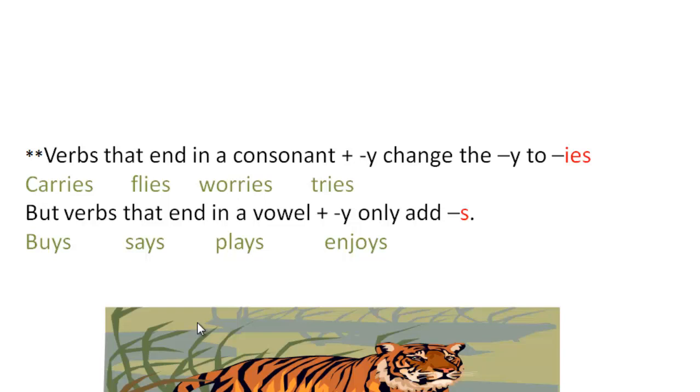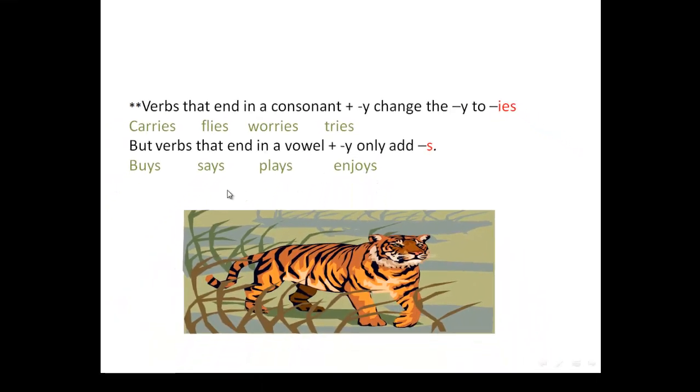Buys, says, plays, enjoys. If we look at this letter, it's u, it's a vowel. And this letter is a vowel. This letter is a vowel, and this letter is a vowel, so we have to add just s.